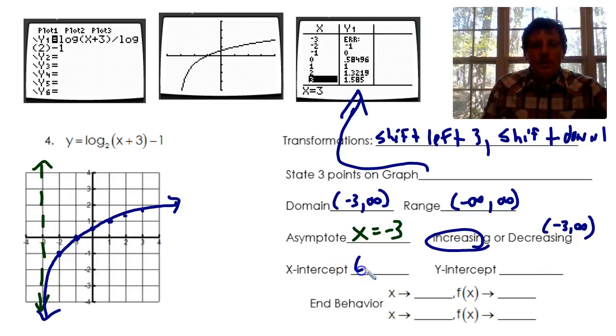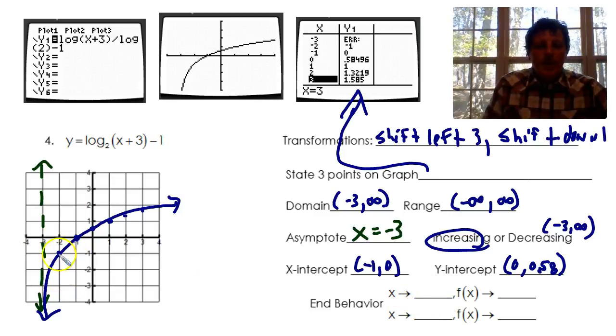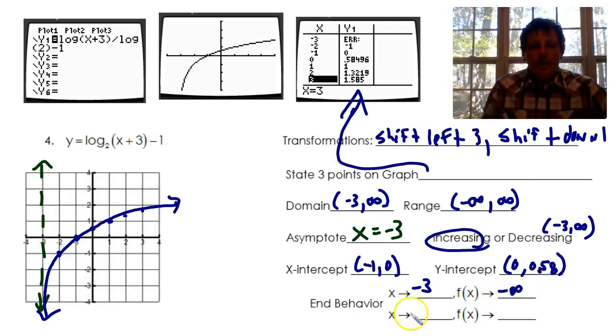There is an x-intercept in this one of -1, 0, and there is also a y-intercept from this one of 0, 0.58-ish. The end behavior on the left end: as x approaches the asymptote, the y values are going down towards negative infinity. On the right side, as x goes forever to the right, the y values go forever up. We've got our end behavior.